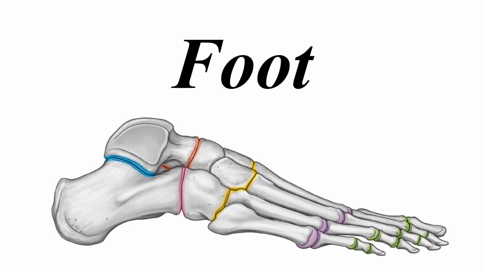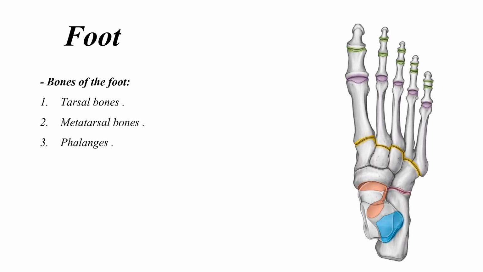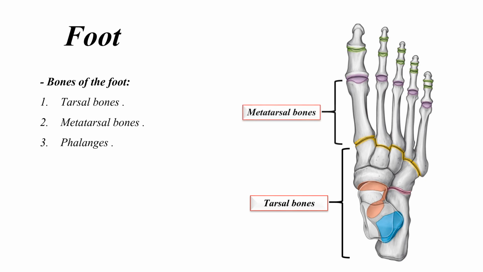Now we will talk about the last part of the osteology of the lower limb. We will talk about the foot. The bones of the foot are the tarsal bones, metatarsal bones, and the phalanges. This is the bone of the foot from the superior view or from the dorsum of the foot. Posteriorly or proximally, those are the tarsal bones. In the middle, metatarsal bones, and distally, those are the phalanges.